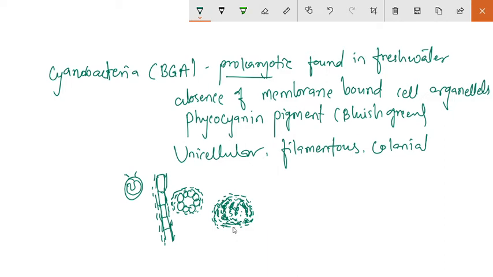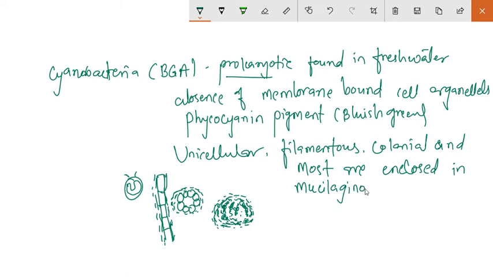Okay, they are enclosed in mucilaginous sheath. Okay, mucilaginous sheath.